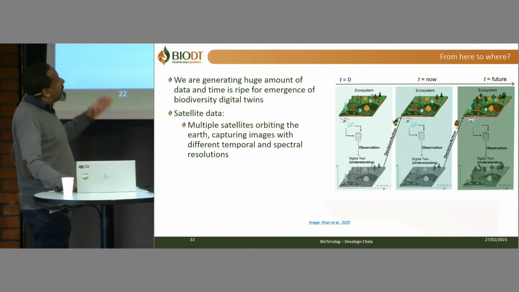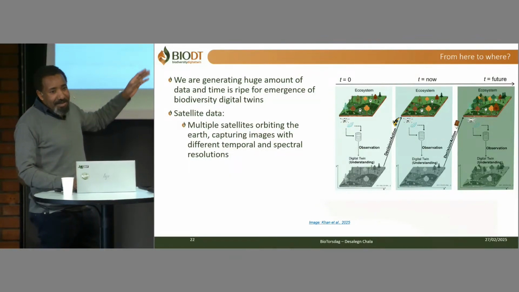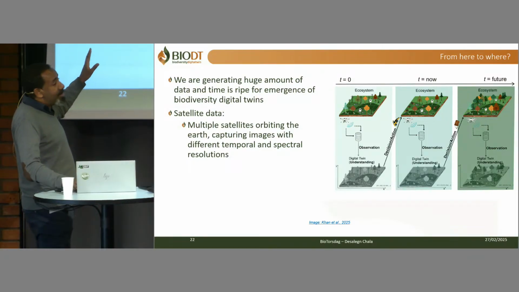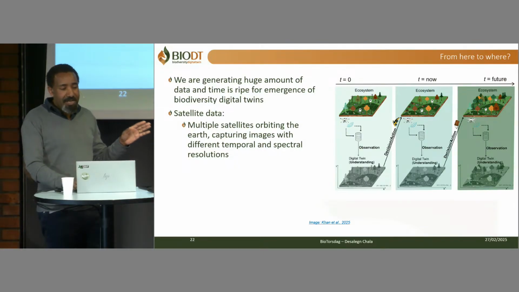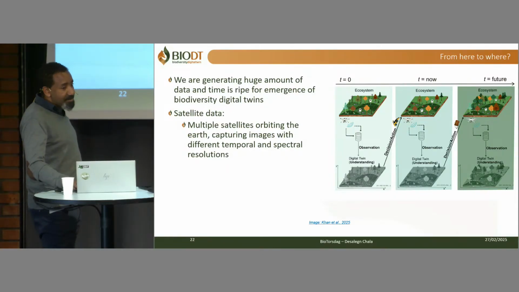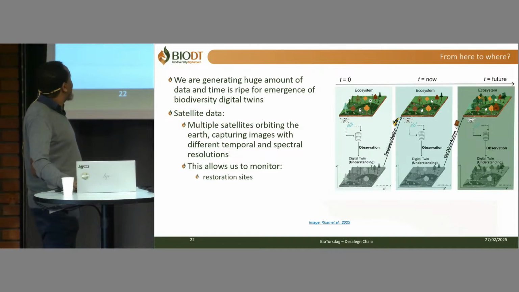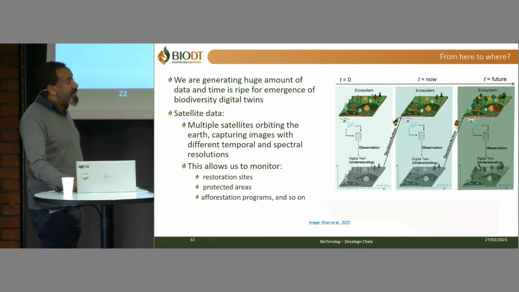So in general, from here, where are we going? We are generating a really large amount of data. Probably the amount of data we have generated in the last 5 to 10 years is more than the amount of data we have generated since the time of our evolution. We have a lot of satellite image data out there, and this data can be used to monitor, let's say, restoration sites. We can produce digital twins from those in order to monitor protected areas, and we can monitor afforestation programs and so on.